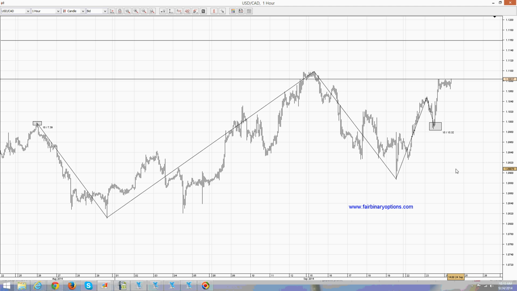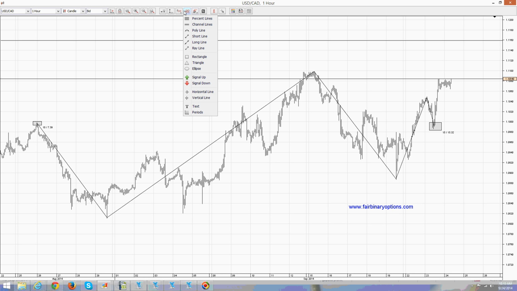contracting triangle. Now this end of the contracting triangle implies that it is nothing but a corrective wave, either a B wave or a fourth wave. I would suspect it is a fourth wave, and the move to follow should be nothing but an impulsive move.